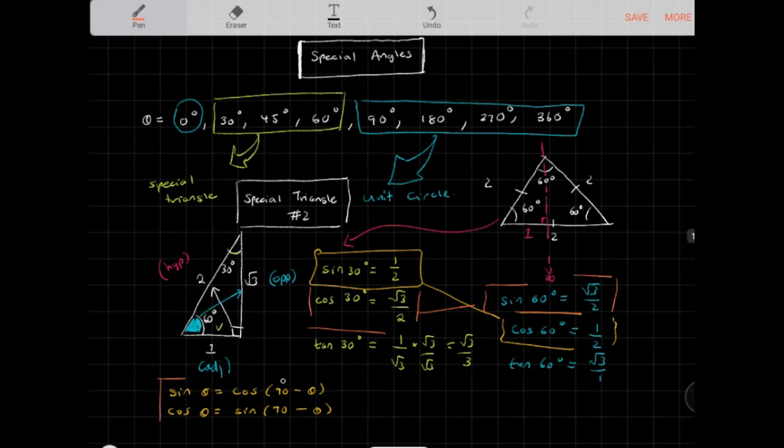So this will work for all scenarios, and these are the values of our special triangle.